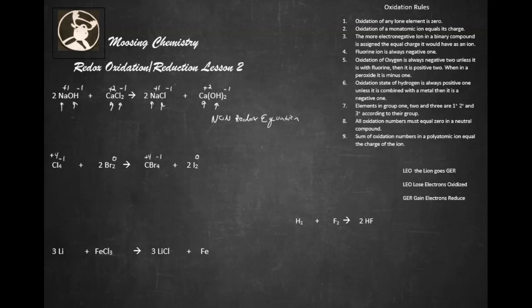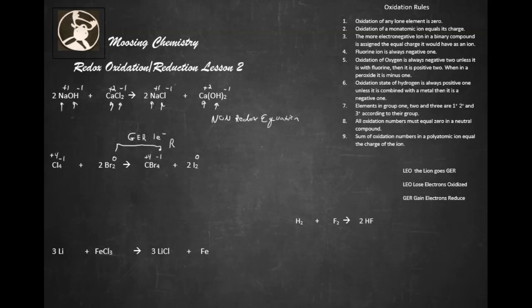Oh, look at this. The bromine does change. It goes from 0 to -1. Okay, so that means it's going to gain an electron. So this is Ger, and that means that it's going to gain 1 electron. So this is going to reduce. That one's going to reduce.